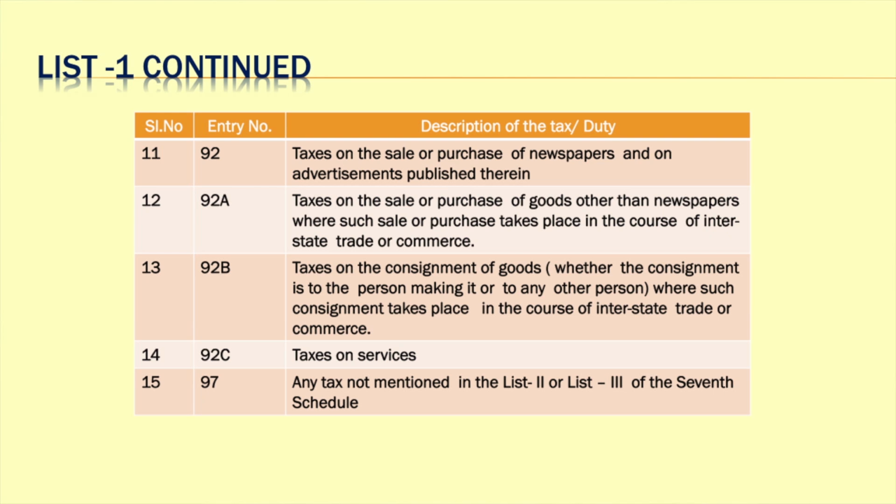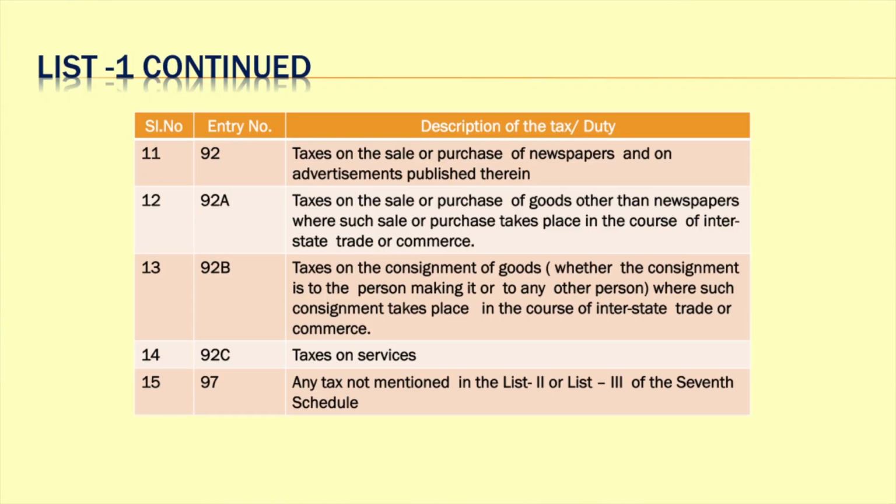92 says taxes on the sale or purchase of newspapers and on advertisements published therein. And then 92A: taxes on the sale or purchase of goods other than newspapers, where such sale or purchase takes place in the course of interstate commerce. Any transaction that takes place interstate, moving from one state to another state, automatically comes under 92A. The 92B: taxes on the consignment of goods, whether the consignment is to the person making it or to another person, where such consignment takes place in the course of interstate trade or commerce.